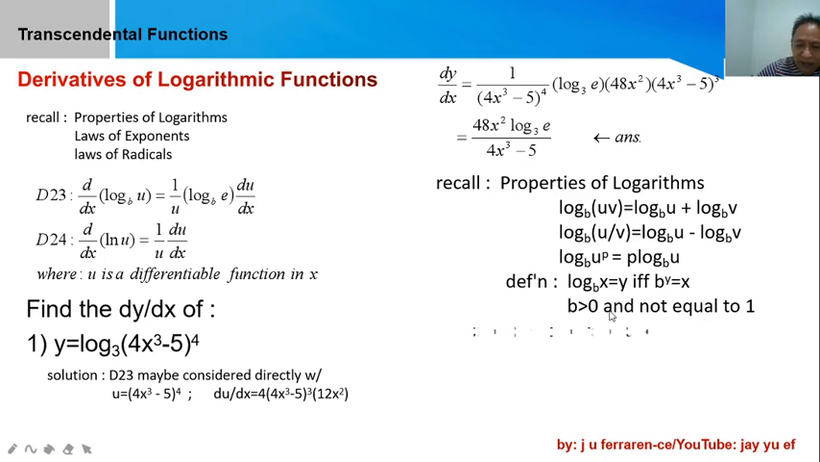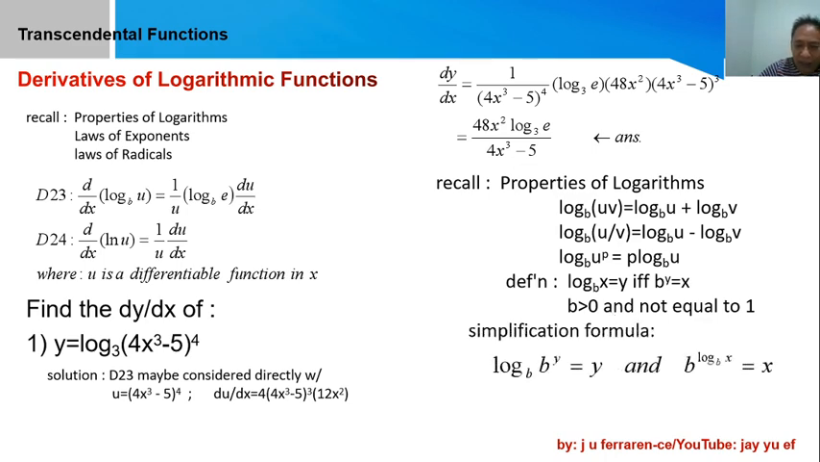So, what does it mean? You can have a simplification formula: if these two numbers are the same, the base used in the logarithm and the base of the number, the power will serve as the simplified form. If you also have an exponential, b raised to y, and your y is equal to the logarithm of x base b, if these two are the same, then this expression will also serve as a simplified form.